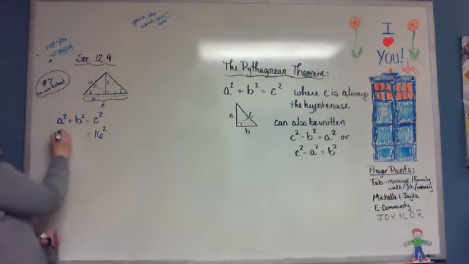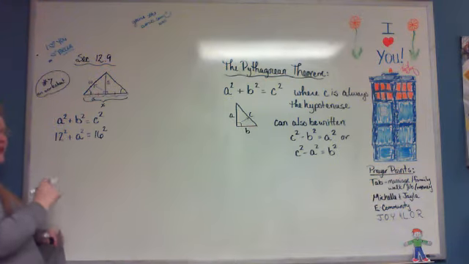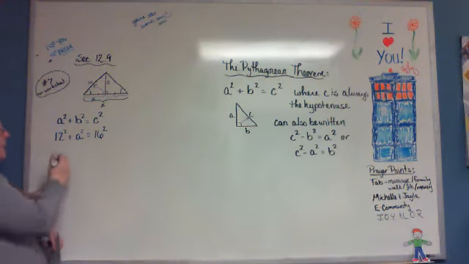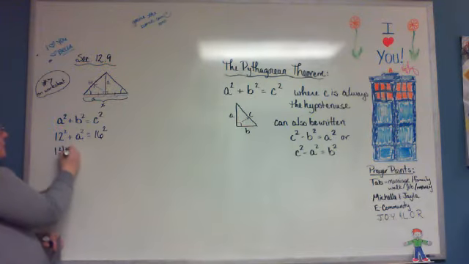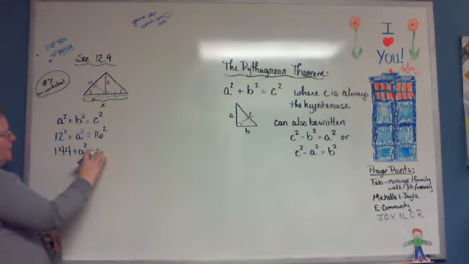And then over here we can have 12 squared plus a squared, or whatever other letter you want to pick there. Or you could have had a squared plus 12 squared. Either way, you're going to get the same thing. So this is going to be 144. Oh, sorry, 16 squared. 16 times 16, 256.